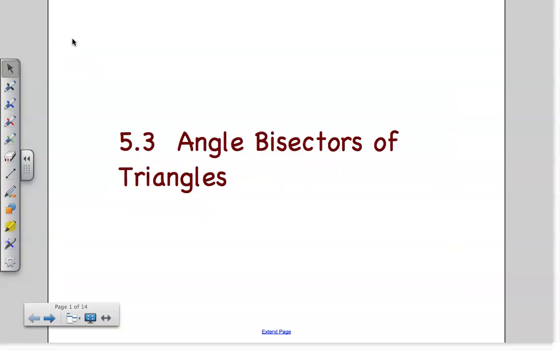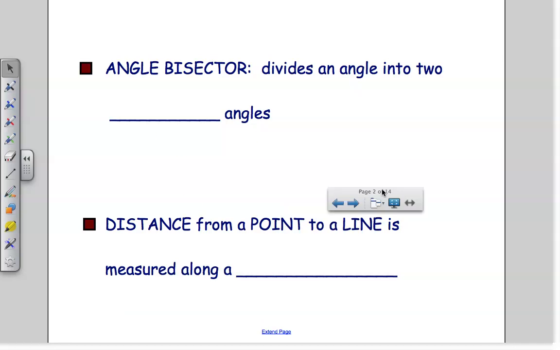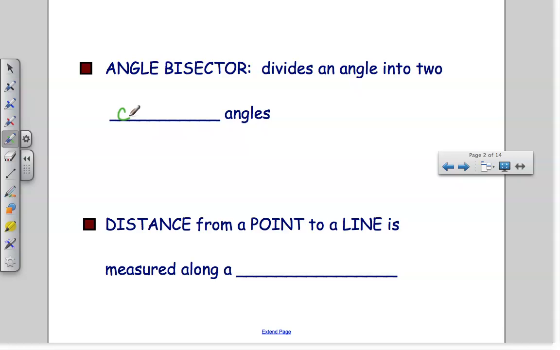In section 5.3, we're looking at angle bisectors of triangles and angle bisectors in general today. First of all, what does it mean to be an angle bisector? Remember, bisector means cut something in half, so an angle bisector divides an angle into two angles that are congruent. An angle bisector divides an angle into two congruent angles.